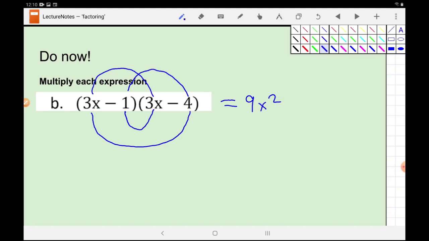3x times negative 4 is going to be negative 12x. 1x times negative 3 is negative 3x. And then last, we got negative 1 times negative 4, which is just positive 4. So my answer for this one, 9x squared, negative 15x, and then plus 4. Perfect.